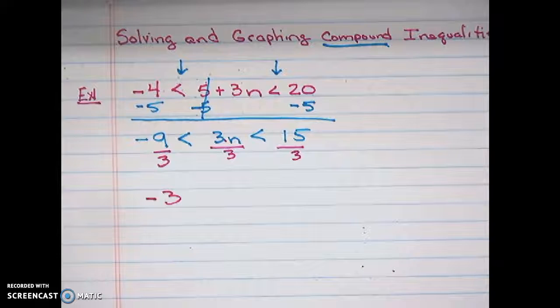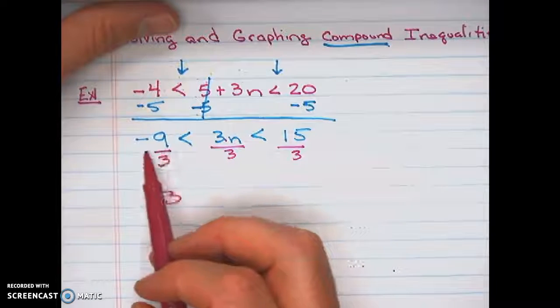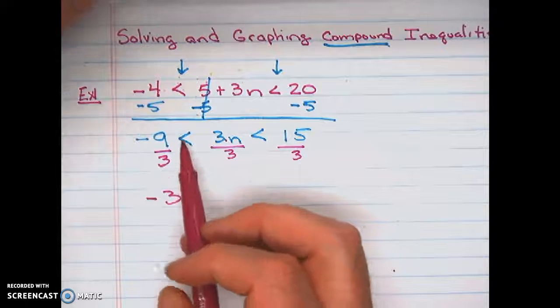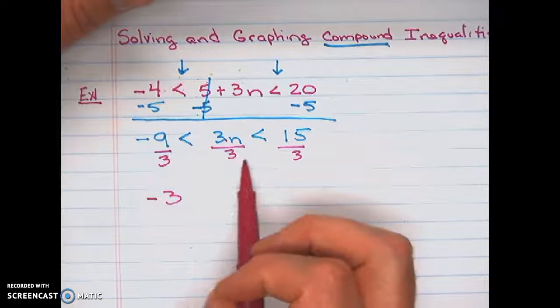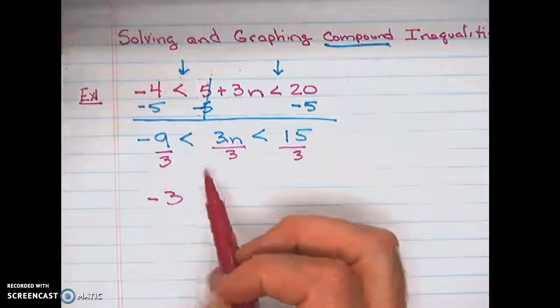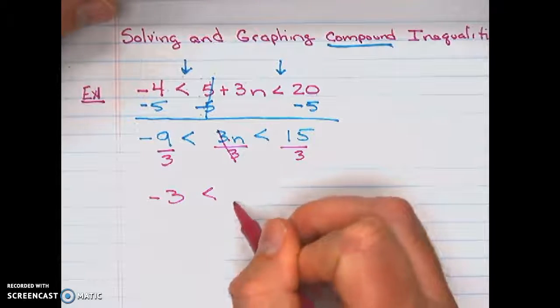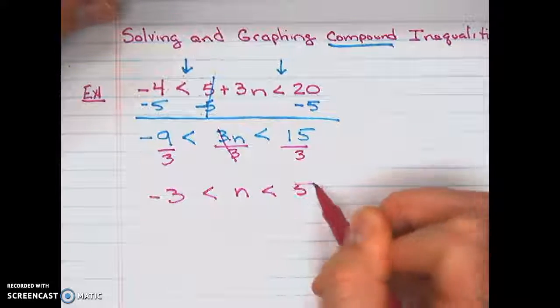Now this is the point where you've got to really be careful and remember the rules on whether or not we flip these less than signs. If I divide by a positive, I don't flip. I only flip, like reverse it, change the direction, when I divide both sides by a negative. And here I didn't, so I'm just going to leave the less than as a less than. The 3's cancel out, leaves me n. 15 divided by 3 is 5.